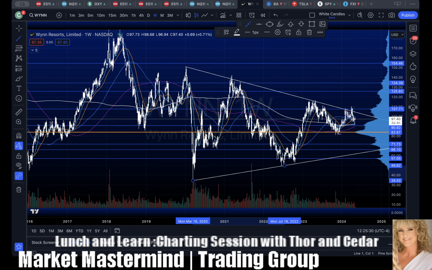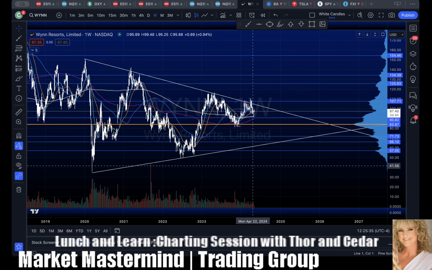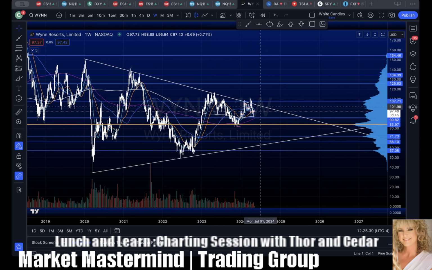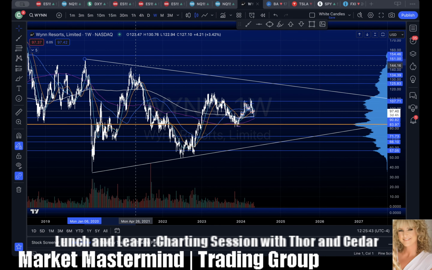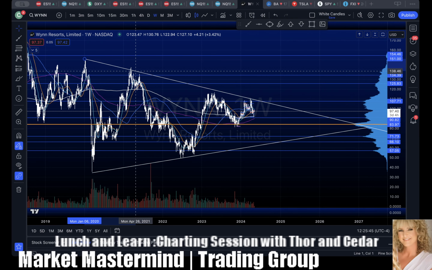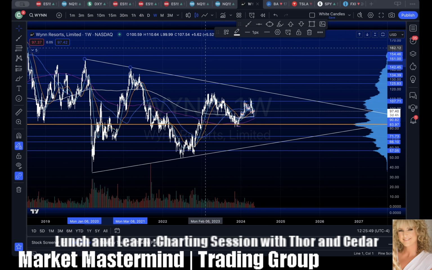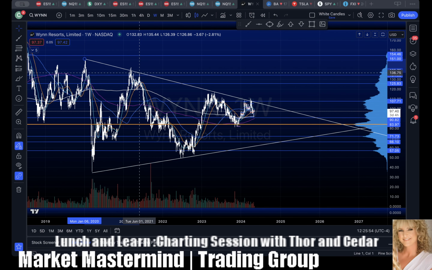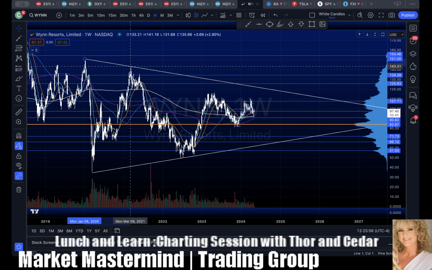And now we have a symmetrical triangle, which is indecision, which is the other side of that diamond pattern I was talking about. But I have a feeling, and I guess we could play with this and say, I don't like hindsight charting, so I want to see these three contact points. It might give us a little bit more range, but I don't have 3 points of contact, where on the bottom I do.